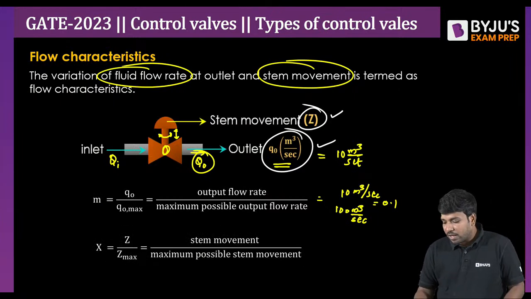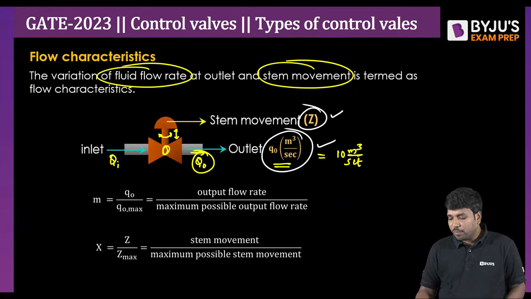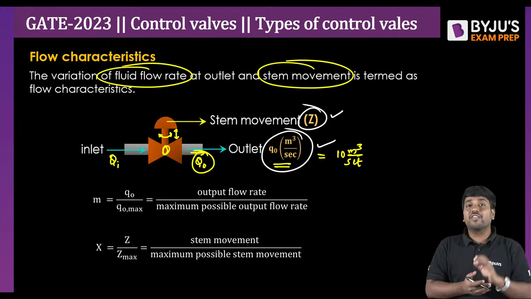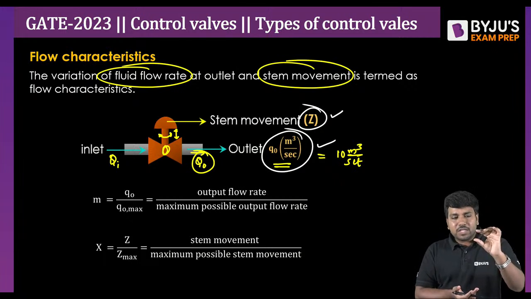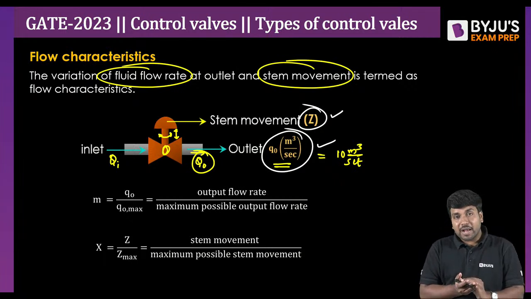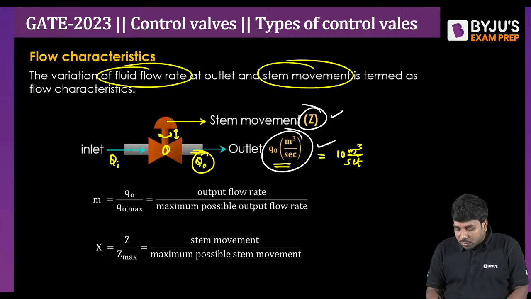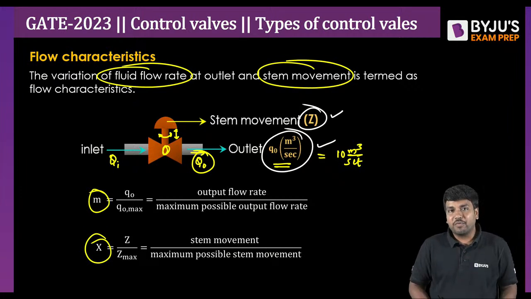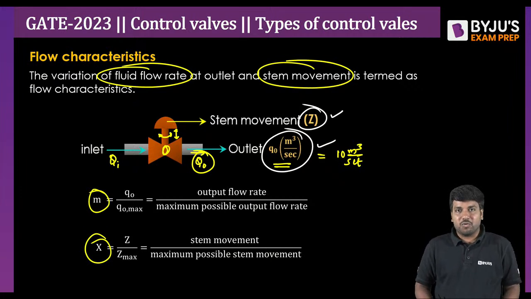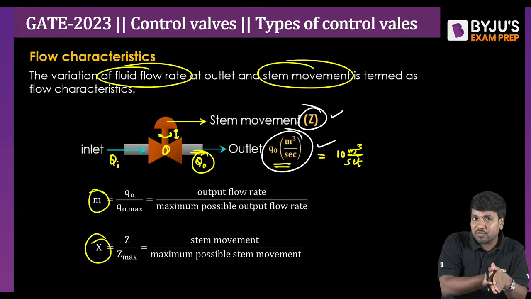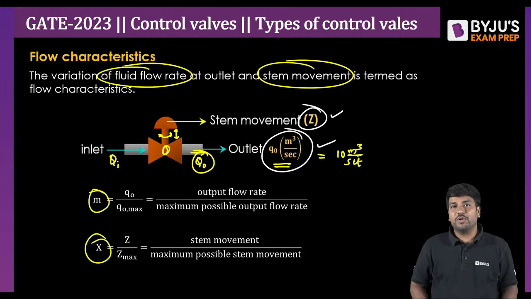So this is how we have defined the value of M, and we have also discussed in the previous lecture about the value of X also. Correct? What do you mean by X? X actually informs the stem movement versus the maximum possible stem movement. Suppose if the stem movement is 20 centimeter and the maximum possible stem movement is 100 centimeter, then we will take 20 divided by 100, which is equal to 0.2. Clear? And if you draw the graph between stem movement versus M, then that particular graph is called as a flow characteristics of control valve. And we have discussed almost 40 minutes on this topic in the very first lecture of the control valve. Of course, you can find those videos in the playlist.